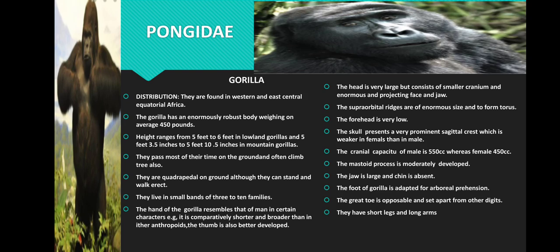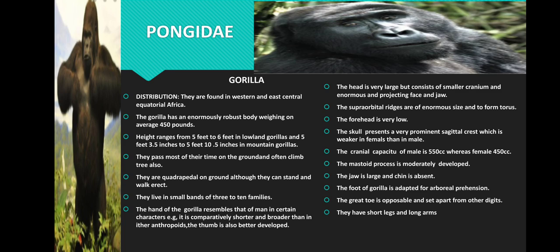The ears are small in size and bear no lobes. The nose shows slight elevation and a bridged butt. The root is low and flat. The nasal wings are very thick, and the nostrils are broad and directed forward. The lips are thin. The hand of the gorilla resembles that of man in certain characters. It is comparatively shorter and broader than in other anthropoid apes, right? The thumb is also better developed. The foot of the gorilla is adapted for arboreal prehension. It also tends to resemble the human foot, right?